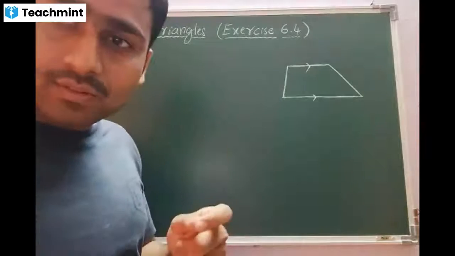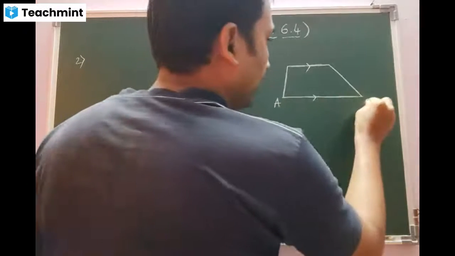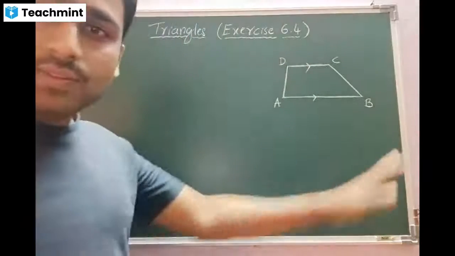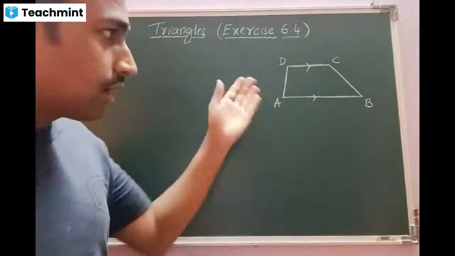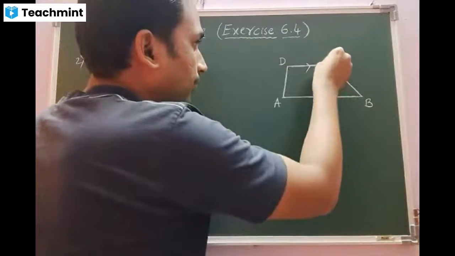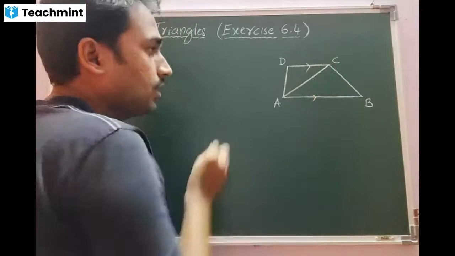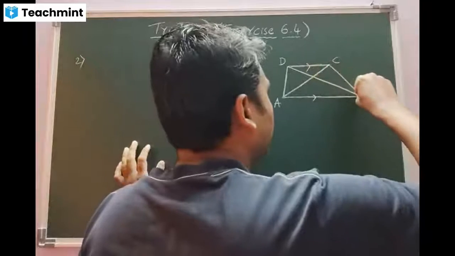In the question, what are the letters used, beta? ABCD, sir. This is a trapezium. They did not stop here. They went for the diagonals. How many diagonals are possible, beta? Two, sir. One is AC and the other one is BD. Am I right, beta? Yes, sir.